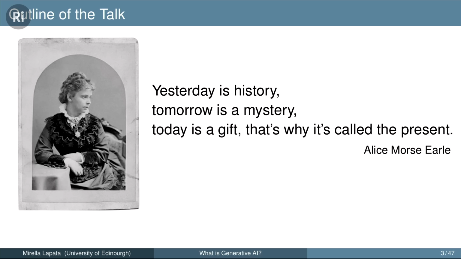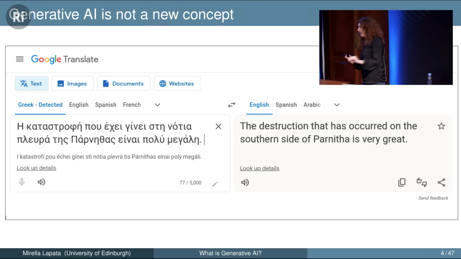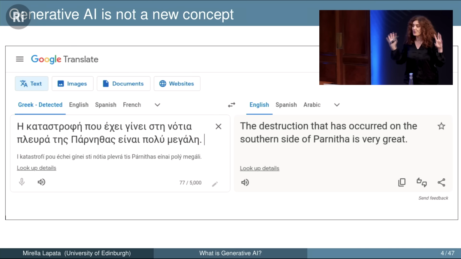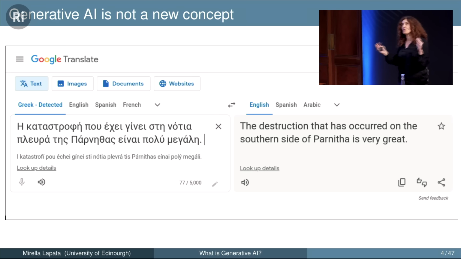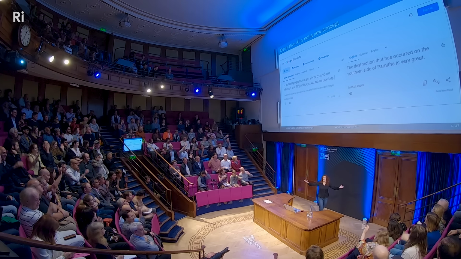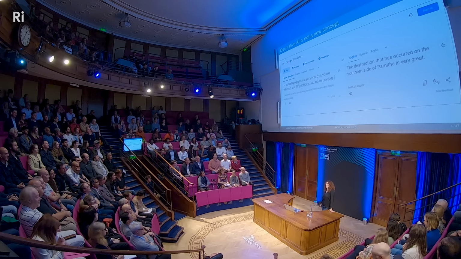Okay, so what I want to say right at the front is that generative AI is not a new concept. It's been around for a while. So how many of you have used or are familiar with Google Translate? Can I see a show of hands? Right. Who can tell me when Google Translate launched for the first time?